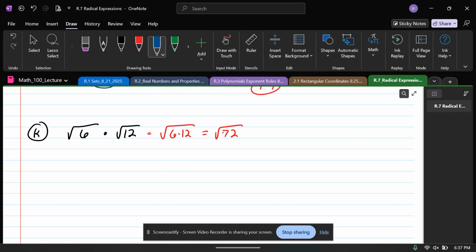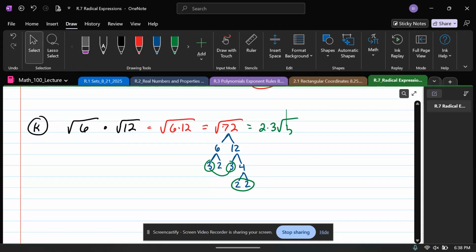And then I'm going to break it down the same way I've been doing it. Break down 72. I got it from 6 times 12, so I'm not going to really stretch myself to work on that. And then I got a 3 and a 2, a 3 and a 4, and 4 is 2 and 2. So 72, I got a pair of 2s and a pair of 3s. 2 times 3, radical 2. So that's going to be a final answer of 6 radical 2.